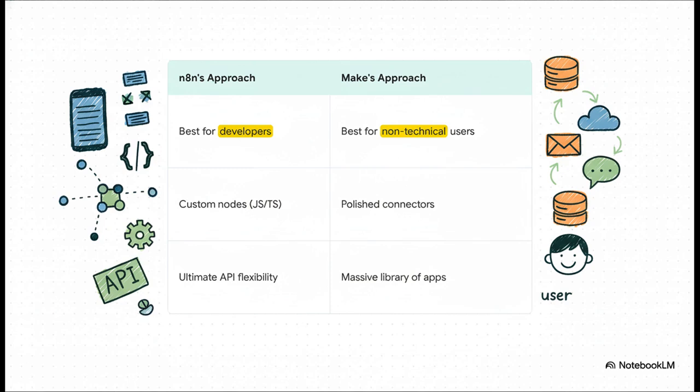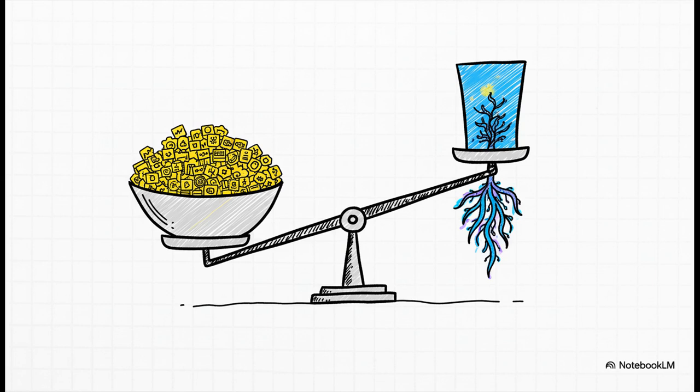So here's the trade-off. Make is absolutely fantastic for non-technical users who just need to plug and play with mainstream apps really quickly. But n8n is the champion for developers and tech teams who need that ultimate flexibility to build whatever they want. So we have to call this round a split decision. Make absolutely wins for the sheer breadth of its out-of-the-box connectors, but n8n takes the prize for its incredible depth and flexibility, giving developers the power to connect to anything.